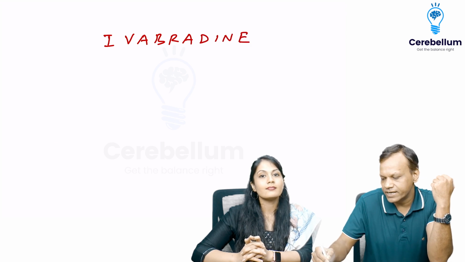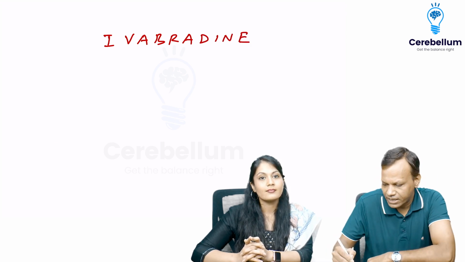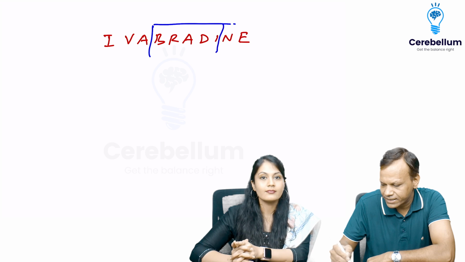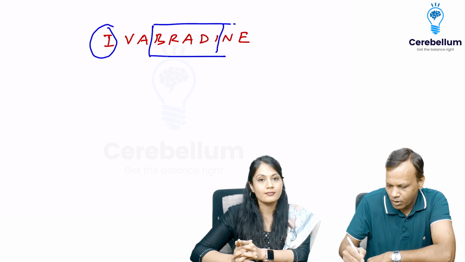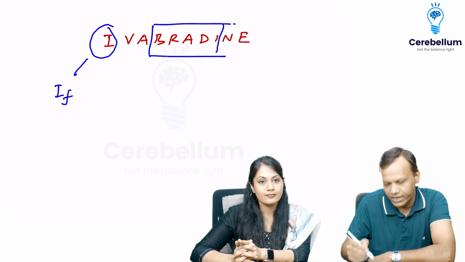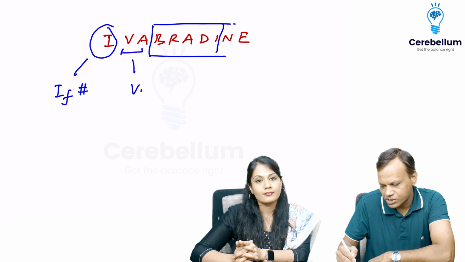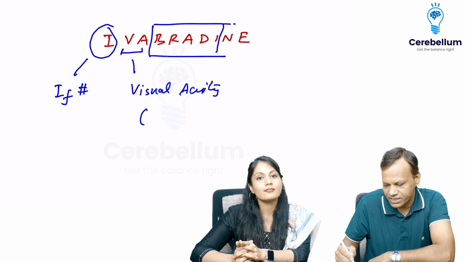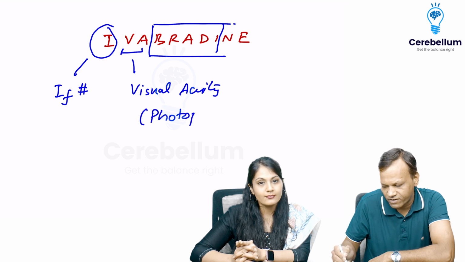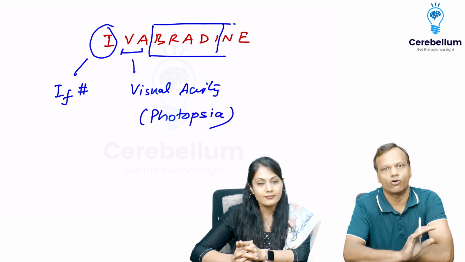So everything is written in the name of the drug itself. The name says it is a bradycardic agent. It acts by blocking the IF, that means funny current, and the main side effect of this is an effect on visual acuity. So this drug causes photopsia. There will be flashes of light in the eye, that is called photopsia.